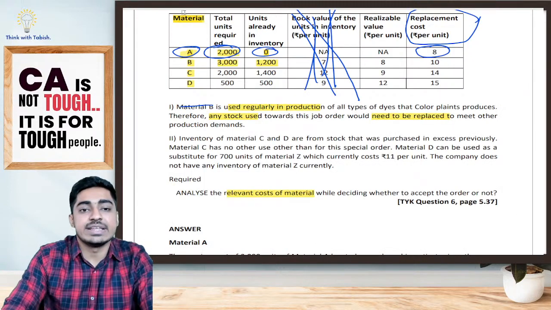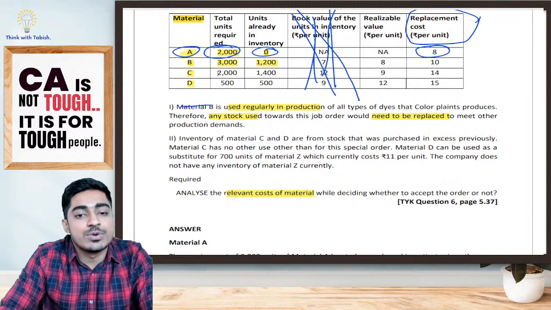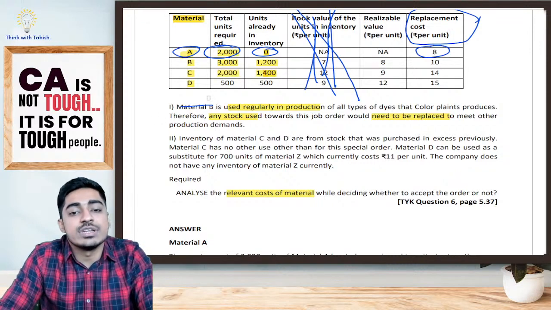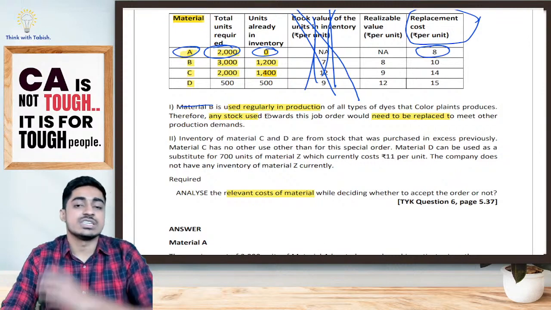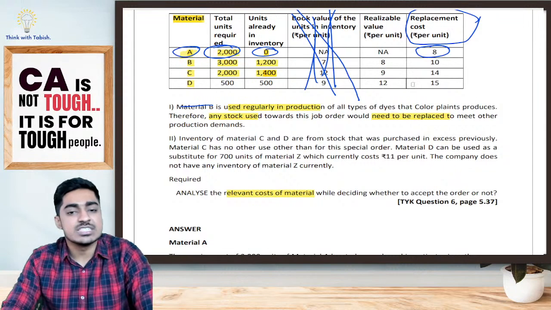Now look at raw material C. What is the question telling about raw material C? We want 2,000 units for raw material C. 1,400 units are already available, so 600 additional units we should purchase. These 600 units we will purchase at the purchase price.